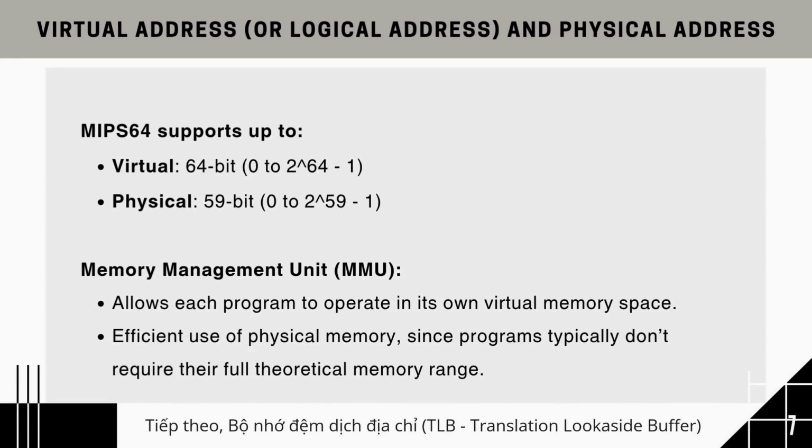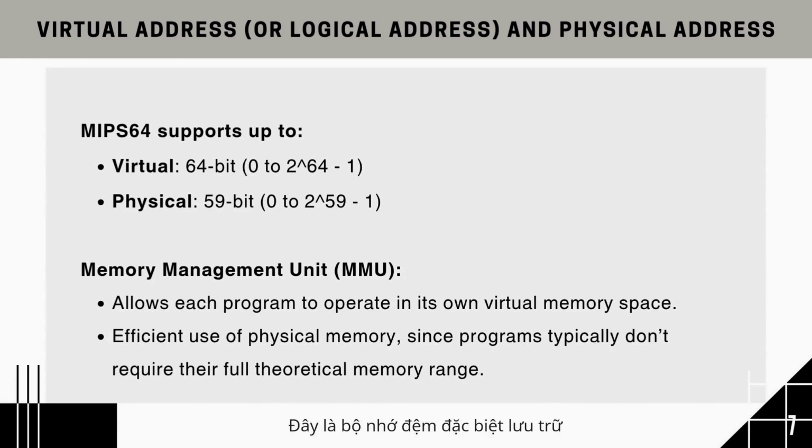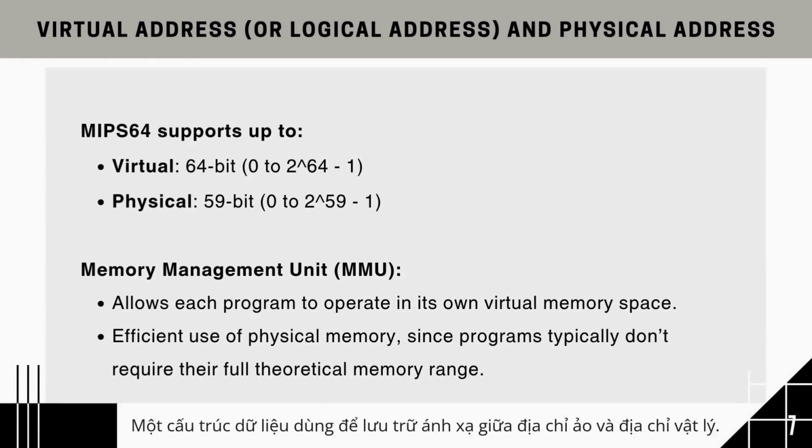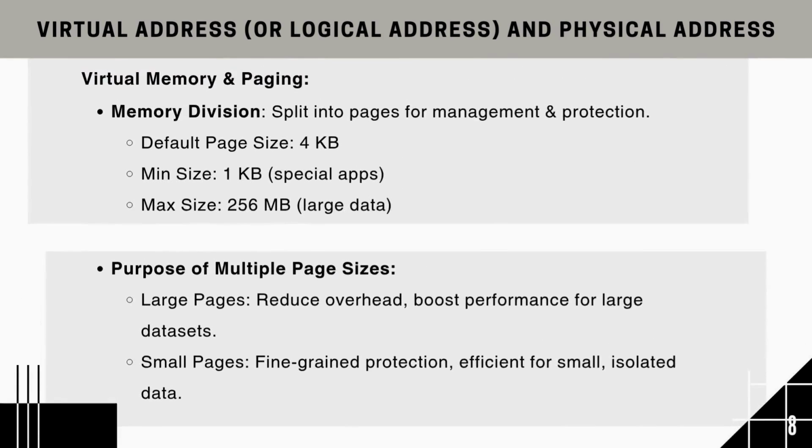Then TLB stands for Translation Lookaside Buffer. It's a specialized memory cache that stores recent translations of virtual memory addresses to their corresponding physical addresses, thus enabling faster memory retrieval. Then the last one is the page table, which is a data structure employed to store the mapping between virtual and physical addresses.